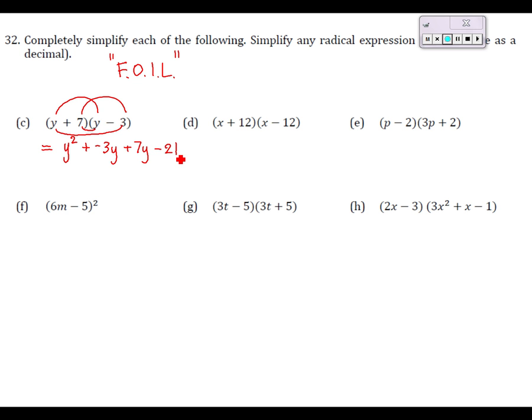Cool. And then often what we can do, not always, but often we can combine these middle terms. And that would be the simplest way to write that. We've combined the things we can combine. We can't add y squared and 4y together. They're not like terms because they don't have the same variable part.